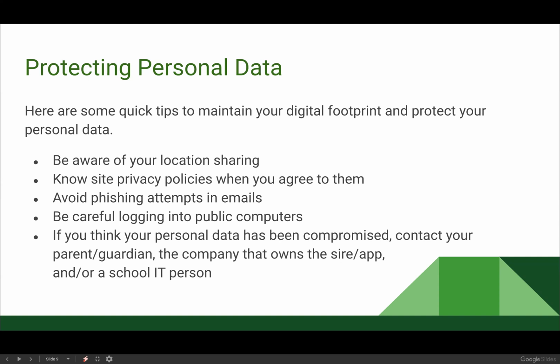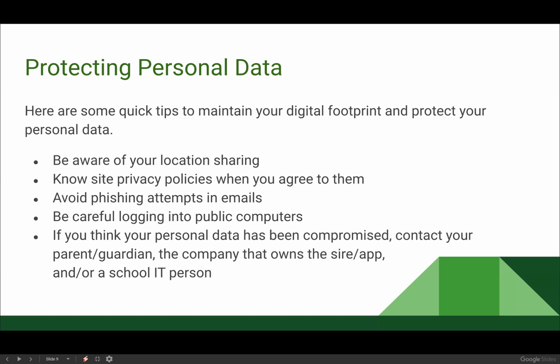Avoiding phishing attempts. Phishing is when a hacker tries to get you to divulge personal information by posing as something they're not. This is Nigerian prince kind of scams where they try to get you to give their social security number or bank account information.